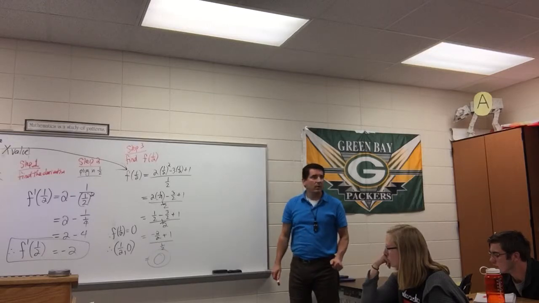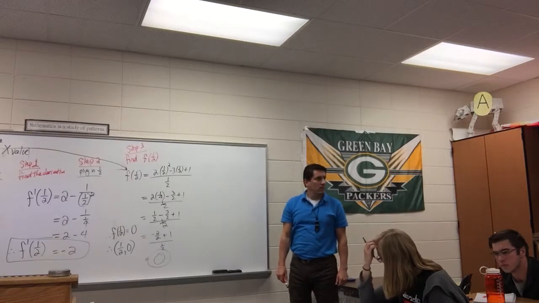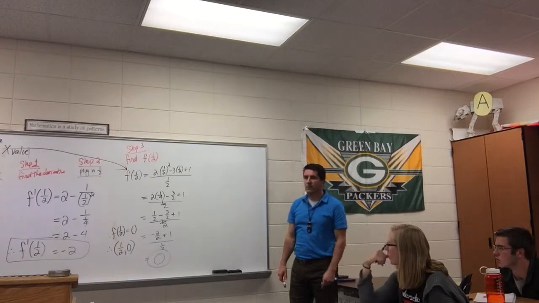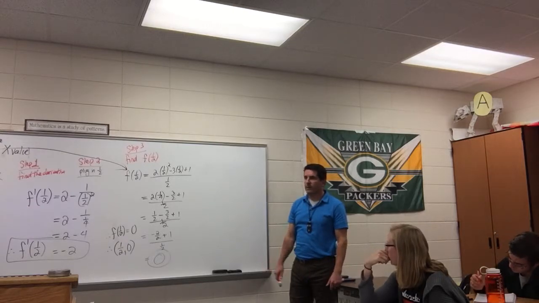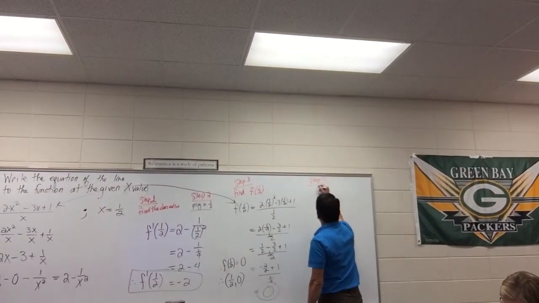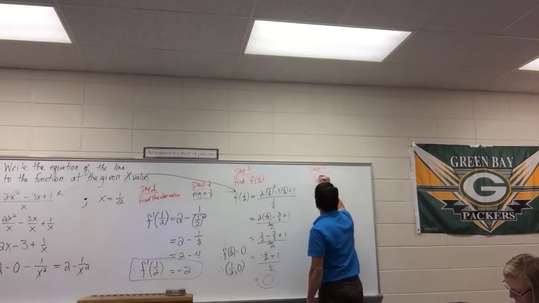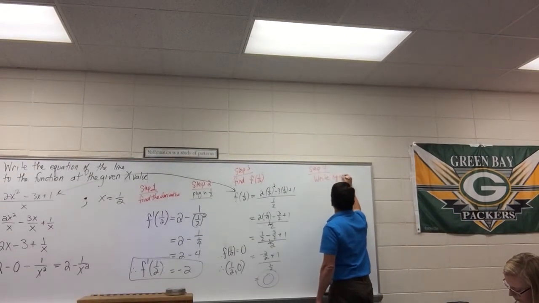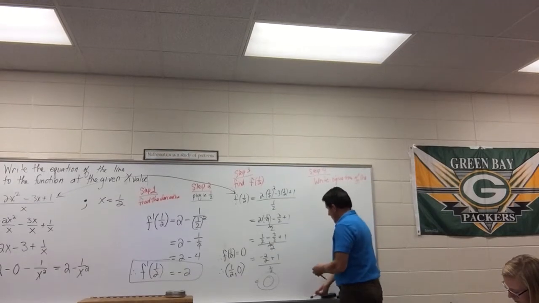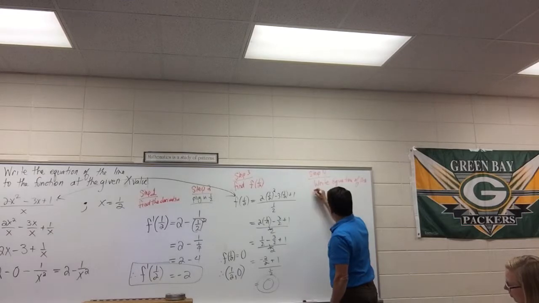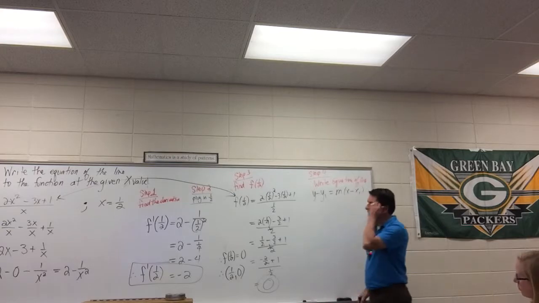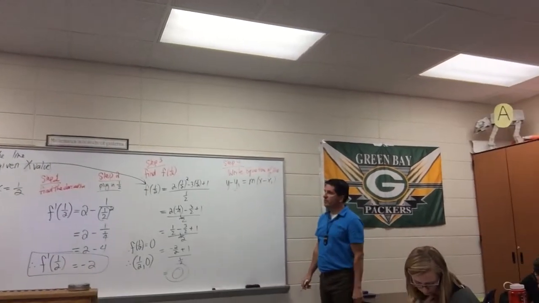All right, what's the final step? We got slope. We got a point. Now we can find the equation. So, final step in the problem, write equation of line. I know how to do that. y minus y sub 1 equals m times x minus x sub 1. And then I plug in the point and I plug in the slope.